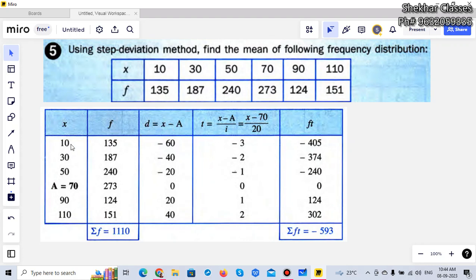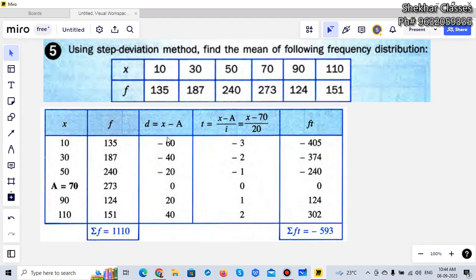That is xi minus assumed mean, so x minus a. So 10 minus 70 will give you minus 60. 30 minus 70 will give you minus 40. 50 minus 70 will give minus 20. 70 minus 70 will give you 0. 90 minus 70 will give you 20, and 110 minus 70 will give you 40. Now we got it.